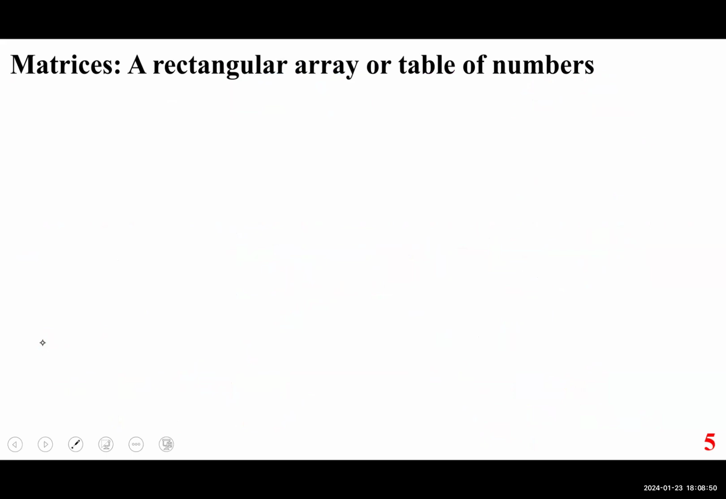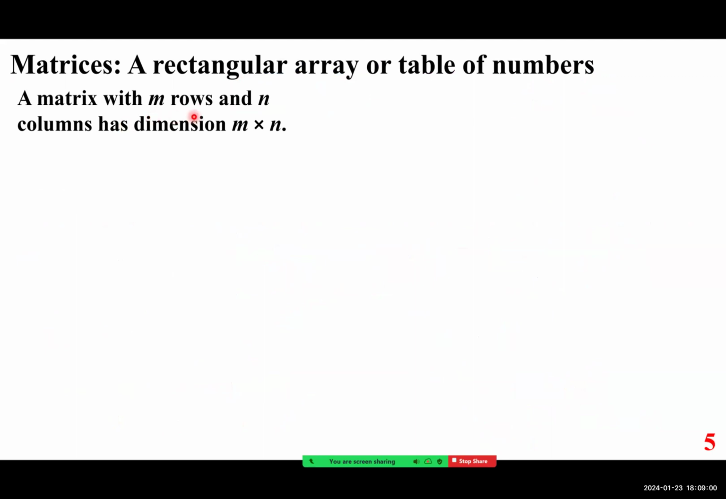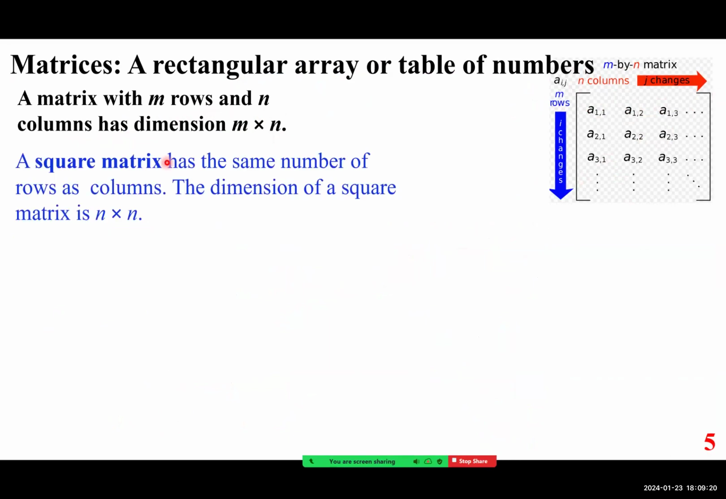Matrices. Let me remind you of matrices. A rectangular array or table of numbers is called a matrix. A matrix with m rows and n columns has dimension m by n. So we have m rows, 1, 2, 3, and then n columns. A square matrix has the same number of rows as columns, and the dimensions would be n by n.